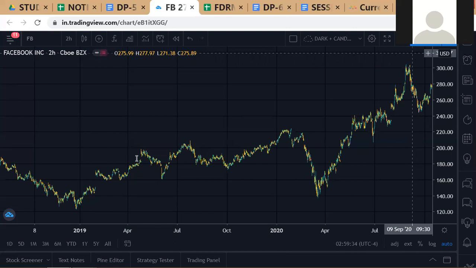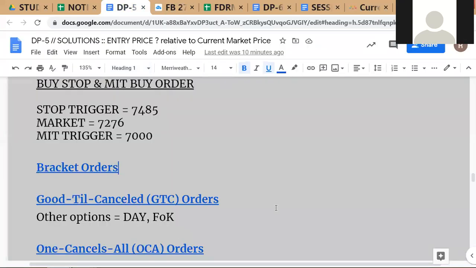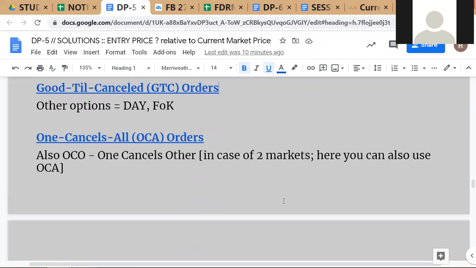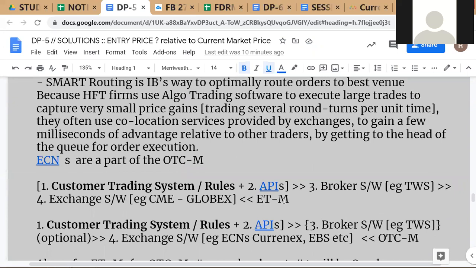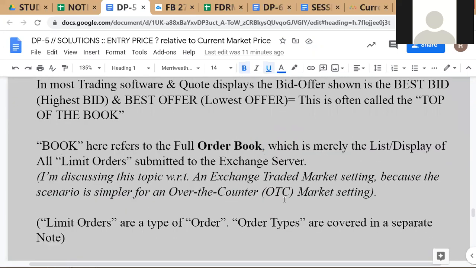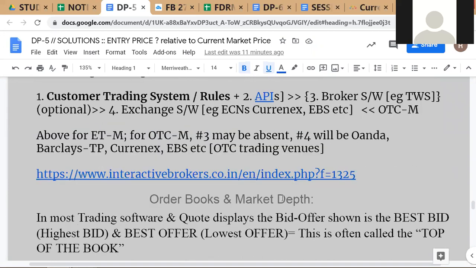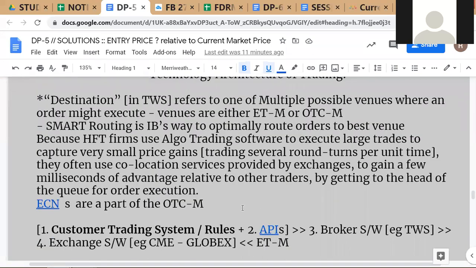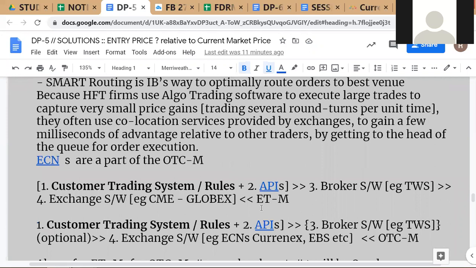So I think that completes our discussion of order types. GTC and this, we've already covered all this. Now there is a note on this. You can read this a little bit and try to understand this technology architecture of trading. You can read this on your own and understand it, and if you have questions, you can ask me.